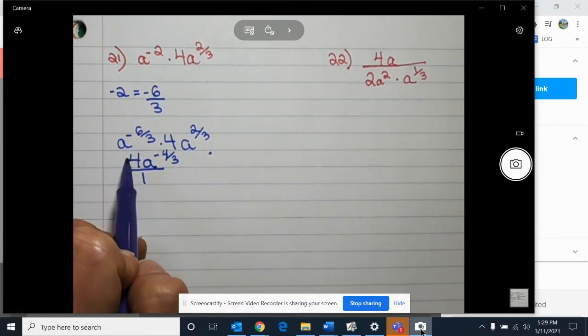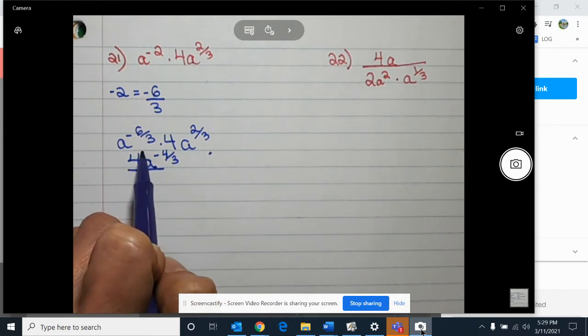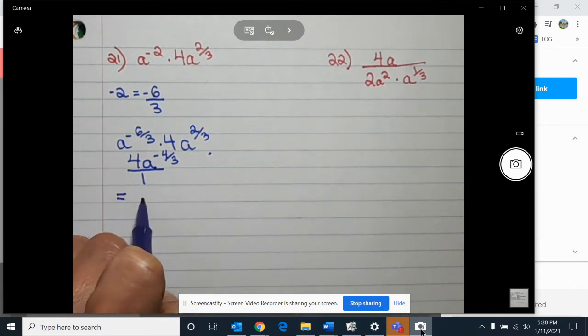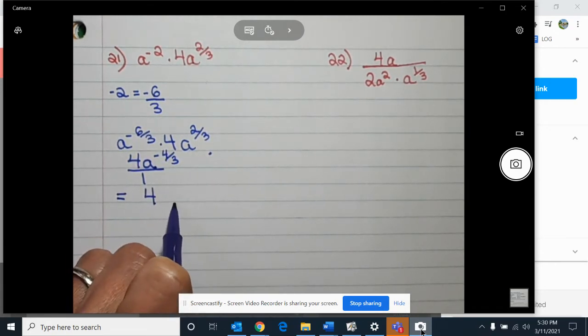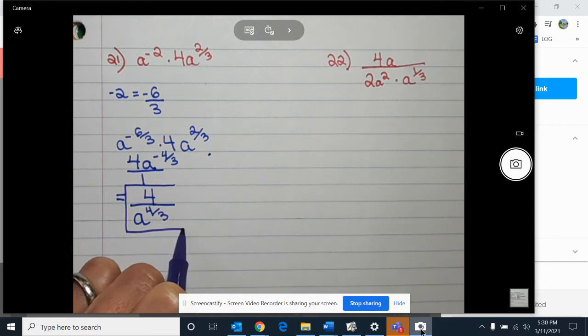The 4 has nothing to do with this exponent. The 4 is 4 to the first power. We just rarely write that. So the final answer will have 4 in the numerator and a to a +4/3 power in the denominator.